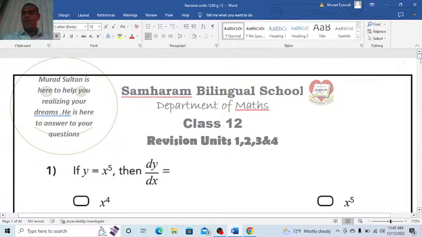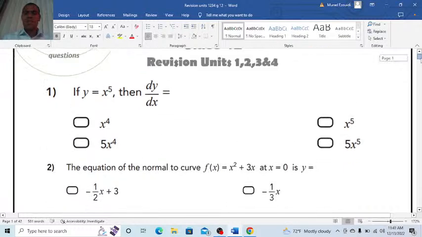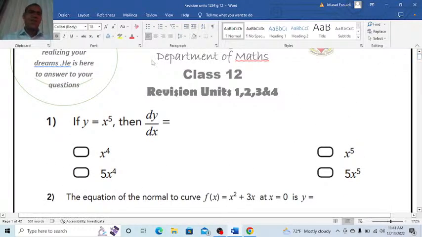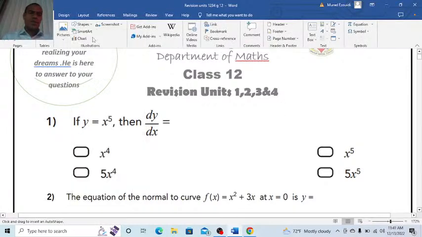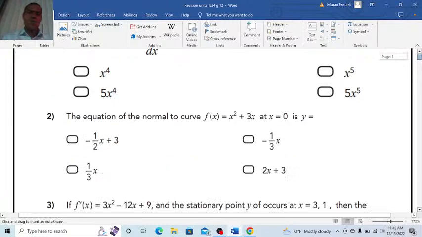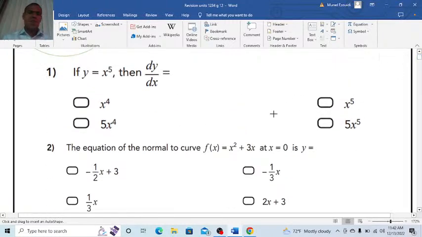So we start from the beginning. For those who didn't attend their lecture, it's another chance to understand how they can differentiate an equation. Now my learners, I will just write this. This is the first question. If y equals x to the power 5, therefore dy with respect to x is what?